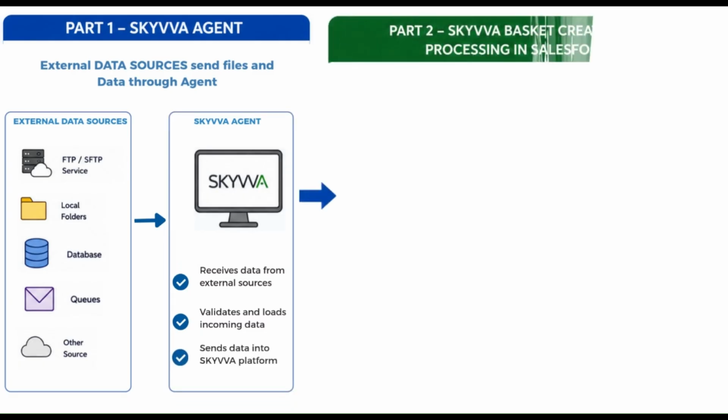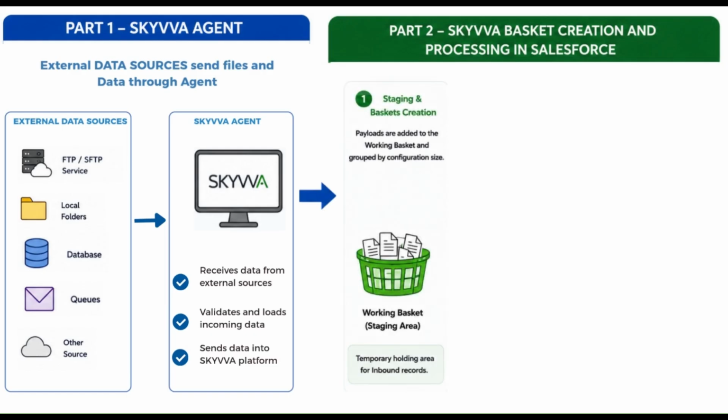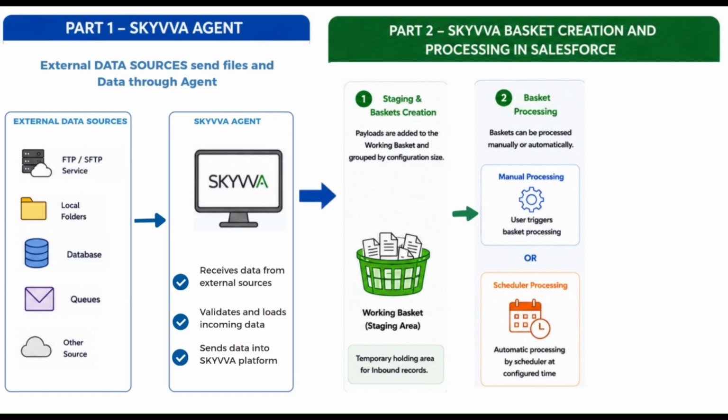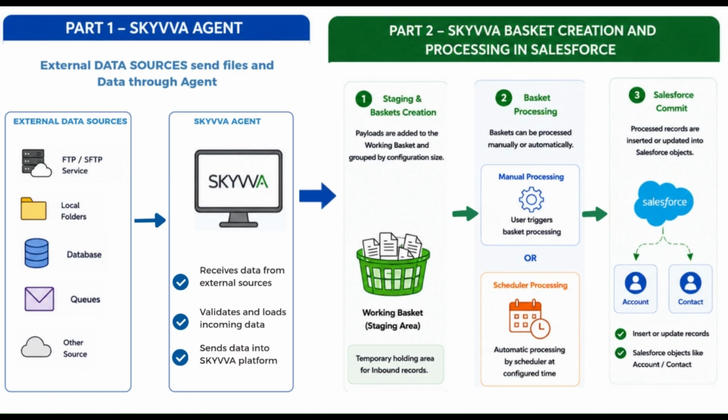Part 2, SKYVVA basket creation and processing in Salesforce. 1. The data reaches Salesforce. SKYVVA creates working baskets in a staging area. These baskets hold and group inbound data based on configuration rules. 2. The baskets can then be processed manually or automatically via a scheduler. 3. After processing, SKYVVA commits the final records into Salesforce objects such as account or contact, either inserting new records or updating existing ones.